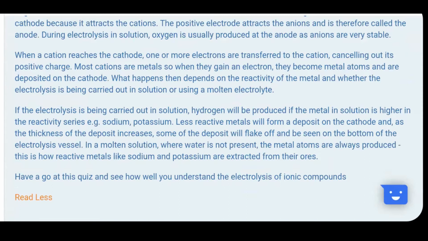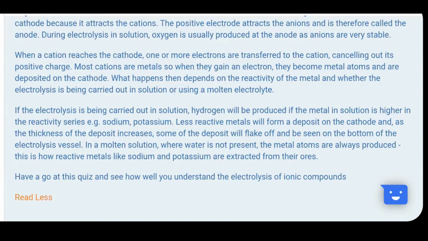As the thickness of the deposit increases, it flakes off because it can't withstand that capacity any longer. It falls to the bottom of whatever container or electrolysis vessel you're using.